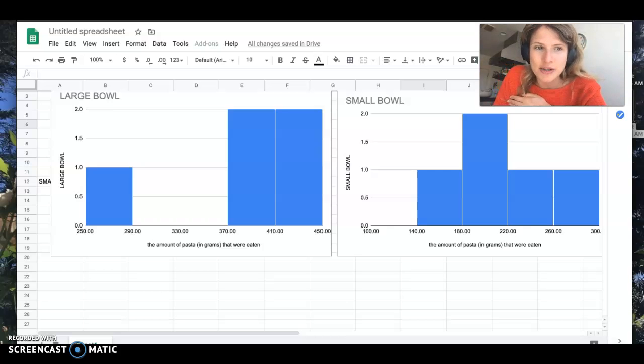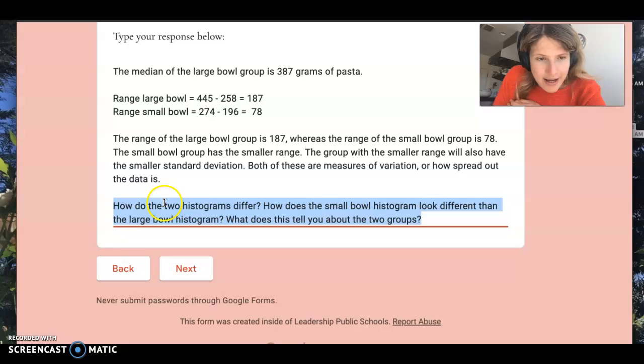Okay, so for the last question, instead of creating your own histogram, I want you to use these two histograms that I just created on Google Sheets, and I want you to answer this question instead. So you're going to answer, how do the two histograms differ? How does the small bowl histogram look different than the large bowl histogram?